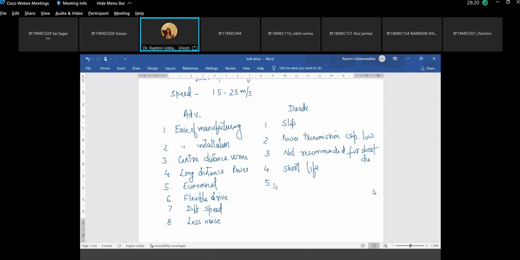Less reliable for very high velocity ratio, you can say. So this is again not recommended for high velocity ratios. Normally here the velocity ratio would be in the order of 3, 4, not more than that.